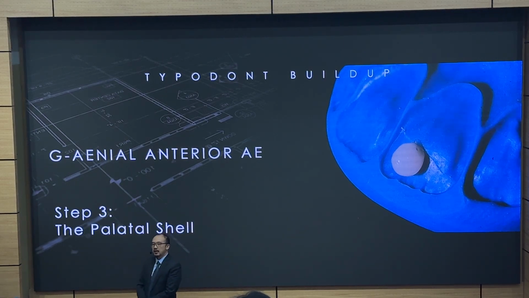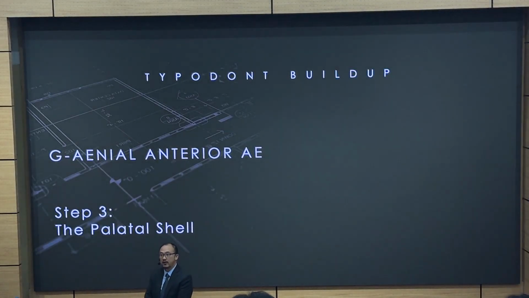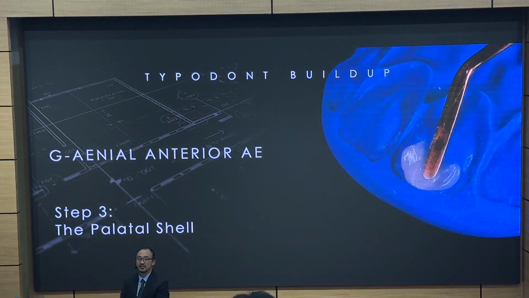Now the key thing is that I have to make sure the palatal shell I create is thin, is very thin, okay? Because I need to make sure I leave enough space to put the opaque material on. Alright? There's a line that I place in there to indicate where the crack is, so I know at the very least I have to place a filling that passes that line.